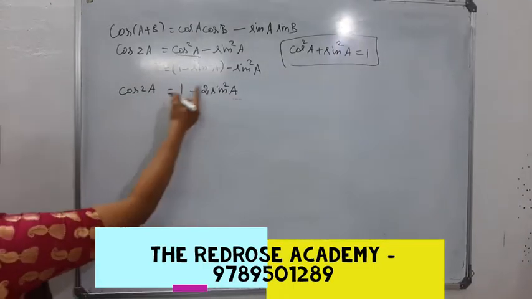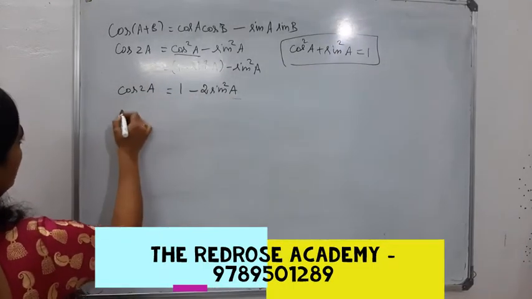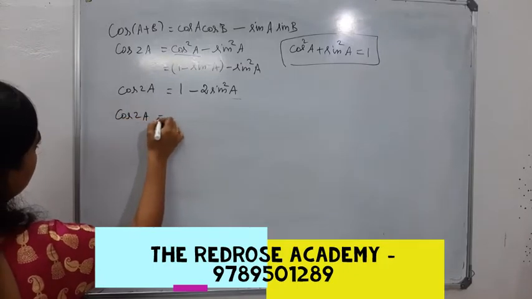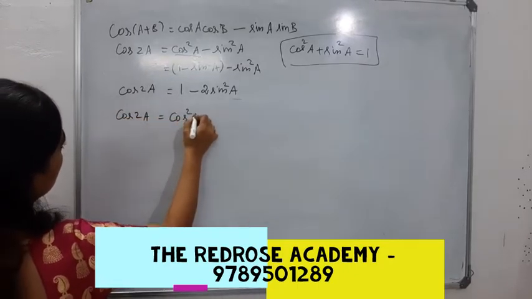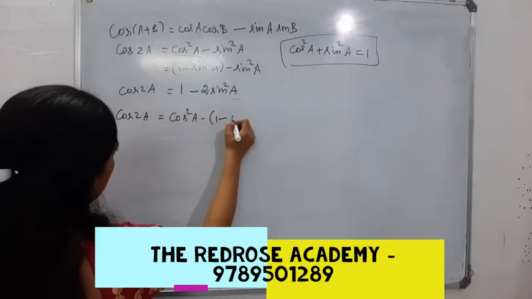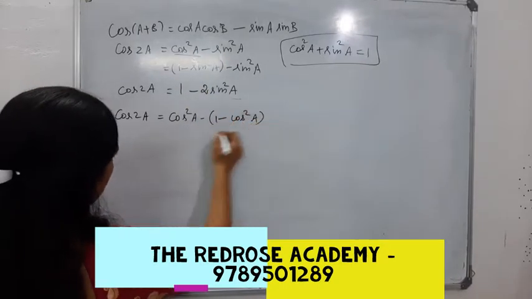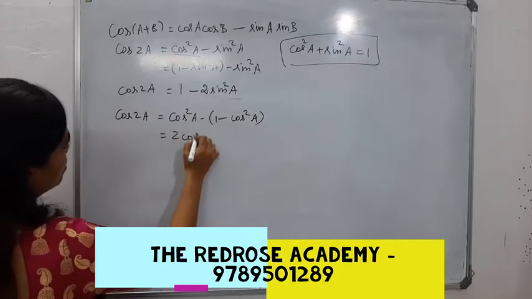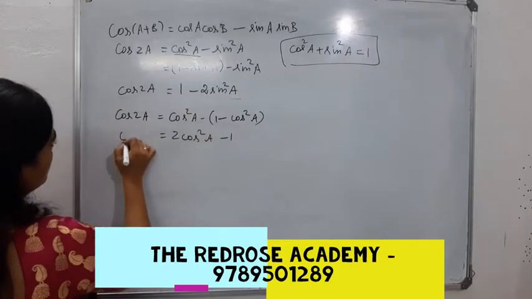So what is cos 2a in terms of cos square a? Instead of sin square a, you can write 1 minus cos square a. So 2 cos square a minus 1 is cos 2a.